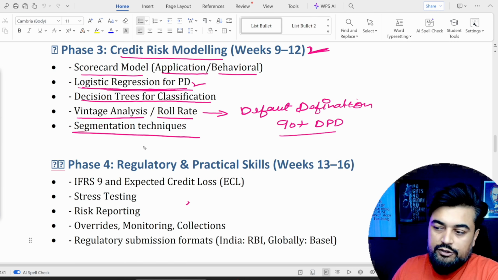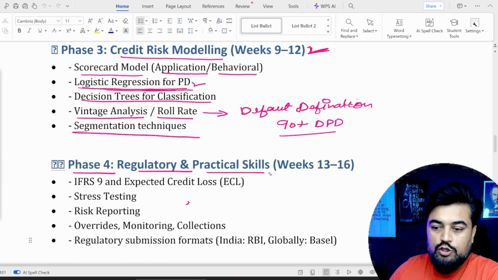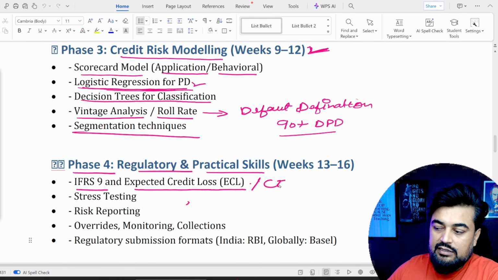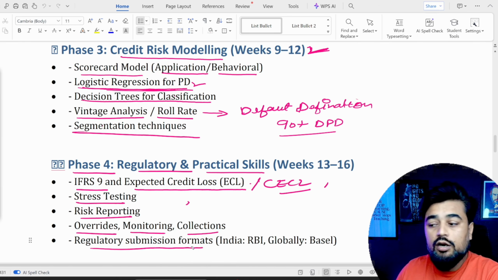Okay, then let's talk about phase 4. Phase 4 here is regulatory and practical skills. So for the next 3 weeks you need to focus on IFRS 9, ECL. Some other concepts which you need to learn are, let's say, CECL, it's very important. Then stress testing, which is mentioned here, then risk reporting, then overrides. Okay, monitoring, collections, and regulatory submission formats.